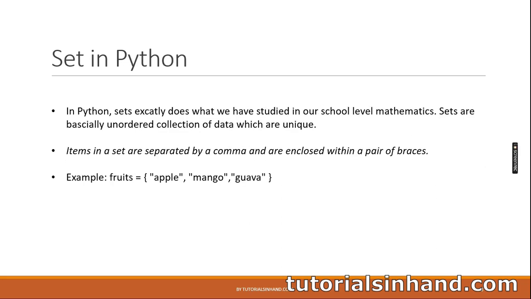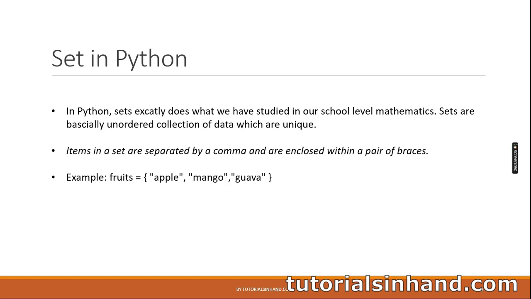Okay, let's proceed. Set in Python. In Python, set does exactly what we have studied in our school level mathematics. Sets are basically an unordered collection of data which are unique. Items in a set are separated by a comma and are enclosed within a pair of braces. Example, fruits equal to apple, mango, guava.